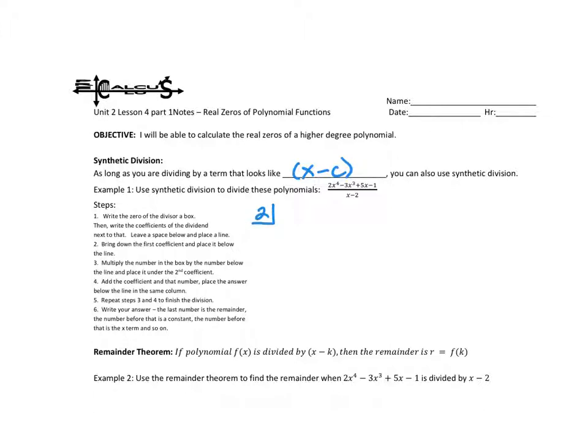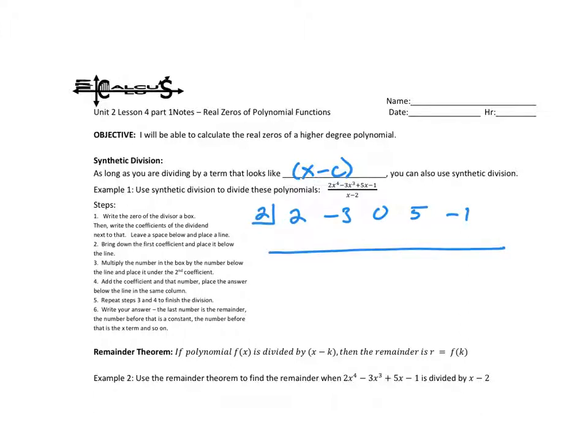Put it in a little box, and then you're going to write the coefficients of the dividend next to that. So we have 2, we have -3, we have 5, we have -1. Let's make sure that all of our terms are represented. So we have x to the power of 4, x to the power of 3, x to the power of 2. So that means we need to get that in there. So we're going to put in a 0 for x to the power of 2. Then we have 5 and then -1.